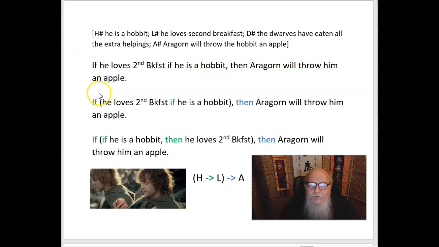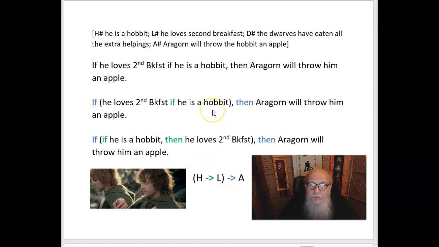So look at the if-then first. We want to break up the if-then. But then we notice up in here there's another if, right? If he loves second breakfast, if he's a hobbit, then Aragorn will throw him an apple. So this whole little unit here, this whole proposition here, is the antecedent. And there's an if by itself in the middle. So that becomes if he's a hobbit, then he loves second breakfast, then Aragorn will throw him an apple. Right? And that becomes if H, then L, then A.